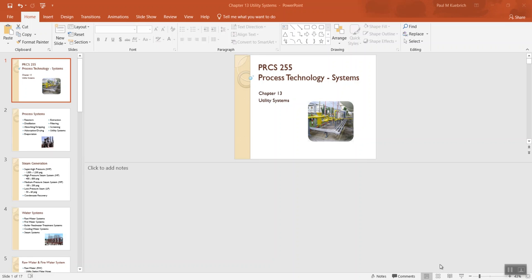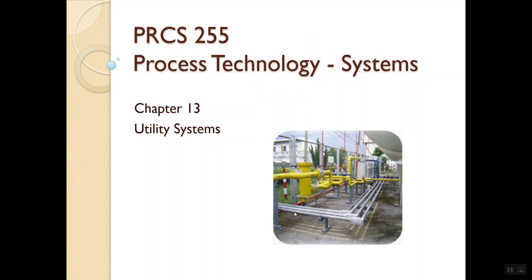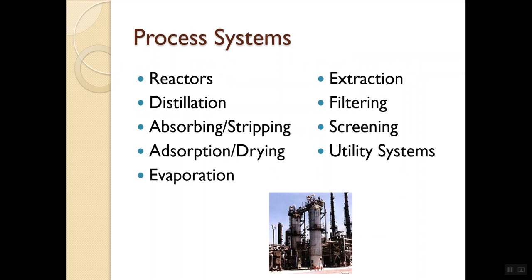So the first one that we talk about in this chapter, the first system is utility systems, which go over all these different types of process systems. Reactors we talk about in chapter 14, then 15 is distillation. Then we get into 16 with the rest of these. They all rely on utility systems. So if your utility systems go down, then all these other process systems will go down as well.